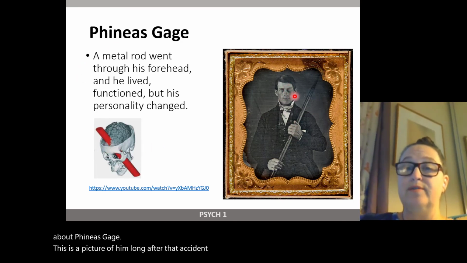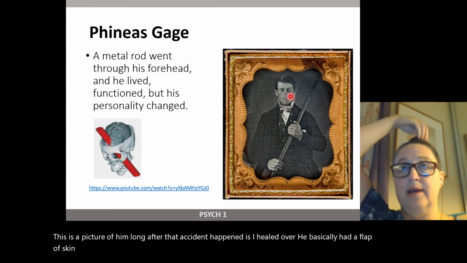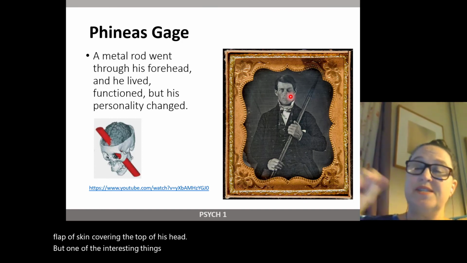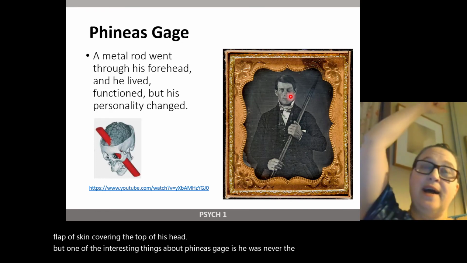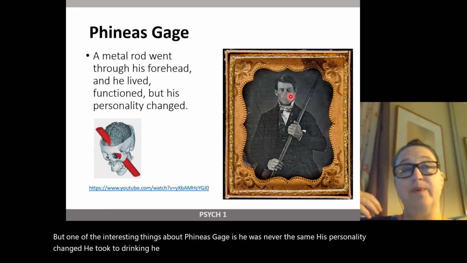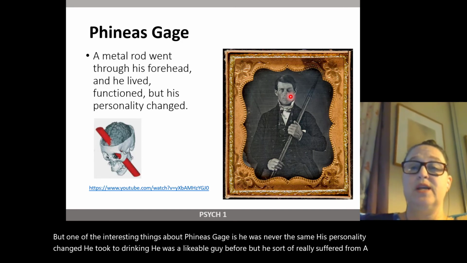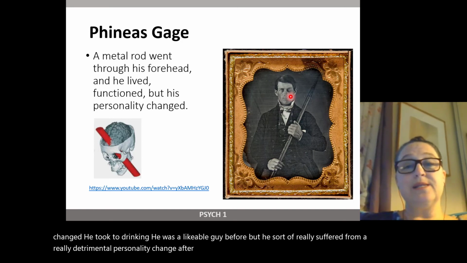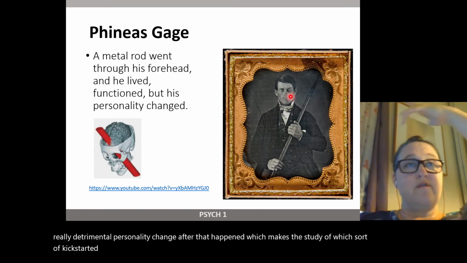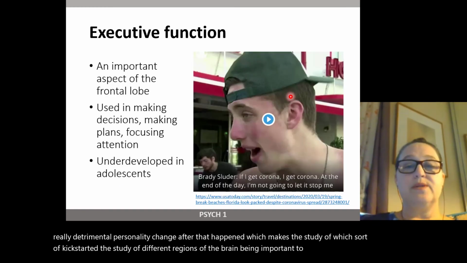His eye healed over. He basically had a flap of skin covering the top of his head. But one of the interesting things about Phineas Gage is he was never the same. His personality changed. He took to drinking. He was a likable guy before, but he really suffered from a detrimental personality change after that happened, which sort of kick-started the study of different regions of the brain being important to different aspects of the person.